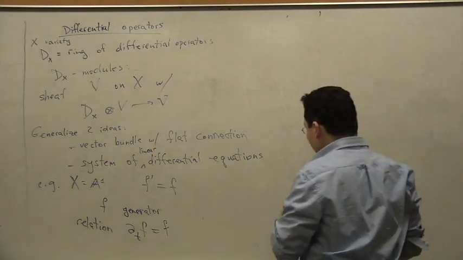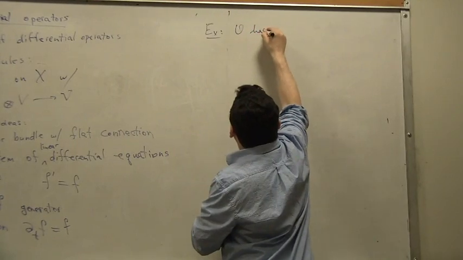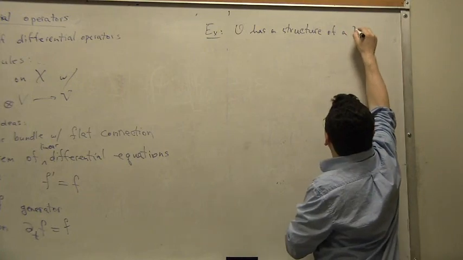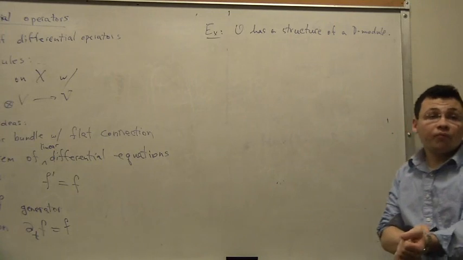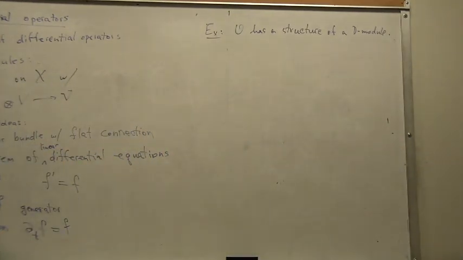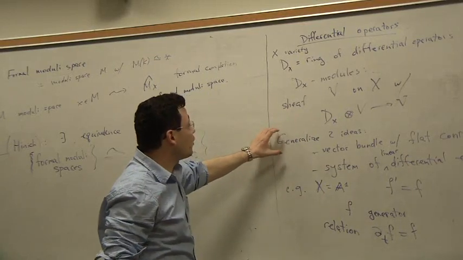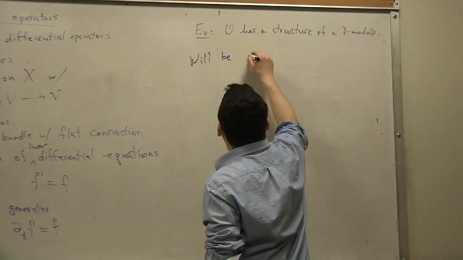So the canonical example is the structure sheaf. It has a D module structure, just by differentiating functions. So for our purposes, so far, this looks quite different from what I've been talking about before, of course. But to kind of connect it up, I'll say that for our purposes, it will be more convenient to consider right D modules rather than left D modules.